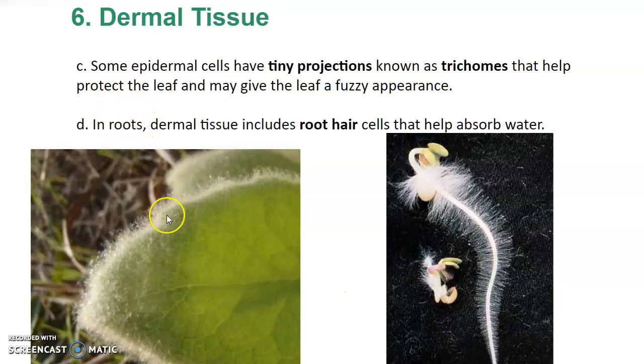Some dermal tissue has these little fuzzy projections on it. Here it is on a leaf, and here it is on a root. They're called trichomes. They do two things. They protect the leaf, especially in a leaf, protect it from being eaten, because if you were eating a leaf, would you want to eat one that is fuzzy? No, I wouldn't. That would feel very weird in your mouth. So these fuzzy trichomes help to protect the leaf. And in roots, these fuzzy trichomes, which are all part of the dermal tissue, help the root to absorb water.